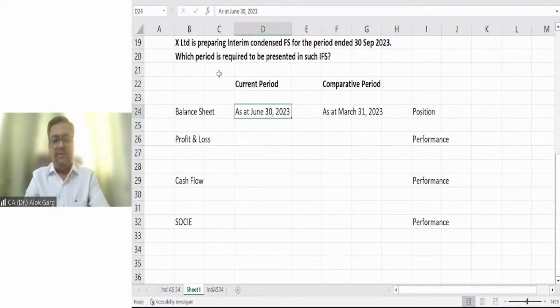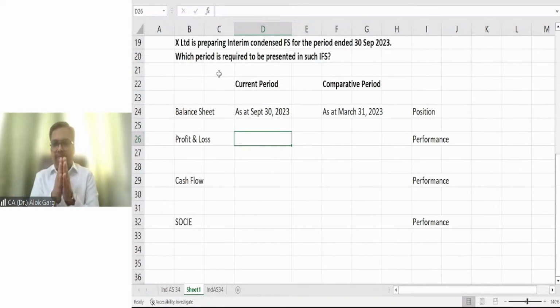So balance sheet will be, of course, as at September 30, 2023, and this needs to be compared with the 31st March 2023. It shows the position, right? Profit and loss. Friends, the company is preparing YTD, year to date, means 1st April to 30th September financials, right? If the balance sheet is at 30th September, it needs to be compared with 31st March.